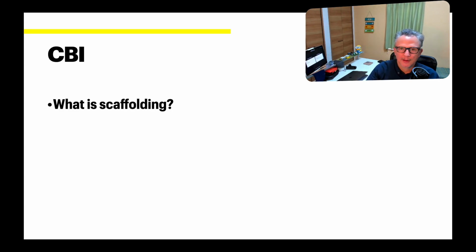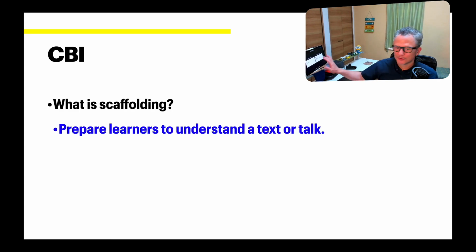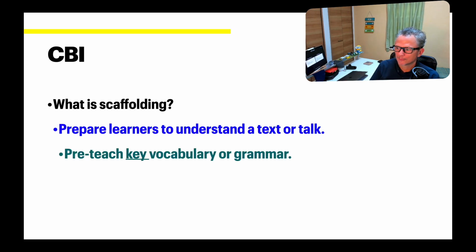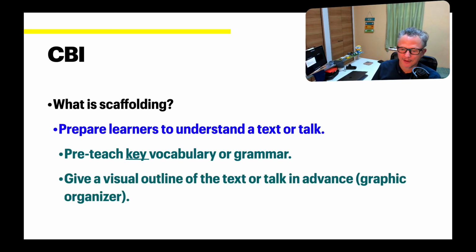All right, so let's talk about scaffolding. So with scaffolding, basically what we're doing is we're preparing learners to understand a text or a talk. So oftentimes teachers in universities in Japan will use TED Talks in English classes, but in order to do that, oftentimes the students need some preparation. So maybe you pre-teach key vocabulary or grammar, or maybe you give a visual outline of the text or talk in advance called a graphic organizer, or maybe you quiz them to guess what the talk is about before they hear it, and so they're prepared for it. You don't want to do too much scaffolding because it gets kind of heavy, but it's a good way to prepare learners for content that might be new or hold new grammar or vocabulary or ideas in there.